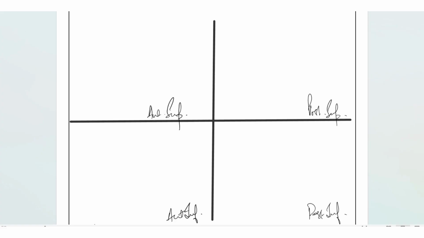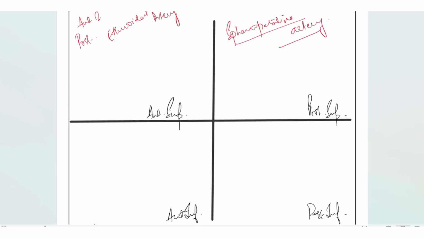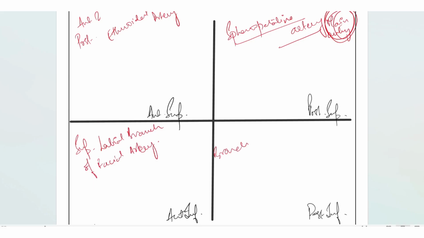Now we will see the blood supply. The anterosuperior part is supplied by the anterior and posterior ethmoidal artery. Then the posterosuperior is supplied by the sphenopalatine artery, which is the main artery of the nasal septum. Then the anteroinferior is supplied by the superior labial branch of the facial artery. The posteroinferior is supplied from the branches of greater palatine artery.